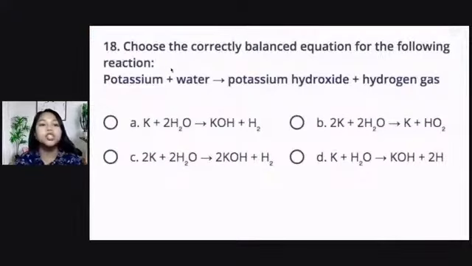Number 18, choose the correctly balanced equation for the following reaction. You have potassium plus water, giving you potassium hydroxide plus hydrogen gas. What's the answer?